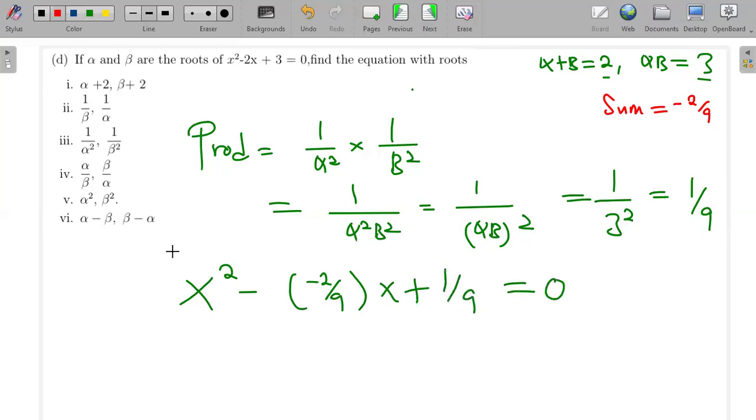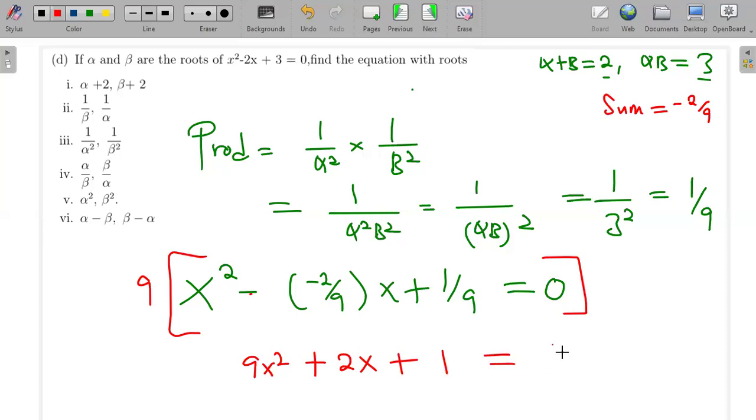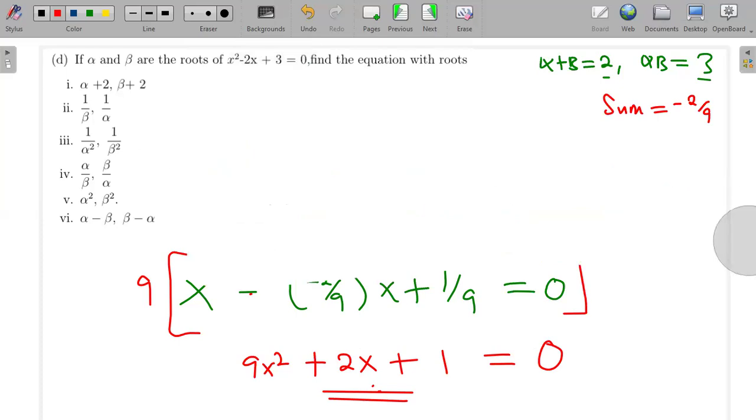So now we don't leave fractions. I'm going to multiply throughout by 9. So 9 multiplied by this, I get 9x squared. This negative multiplied by the negative 2 over 9, I get positive 2 over 9, and then multiplied by 9, I get plus 2x. Plus 1 over 9 multiplied by 9, I get 1, is equal to 0. So this here is the new quadratic equation. All right, so that's what you do in order to find these new quadratic equations.